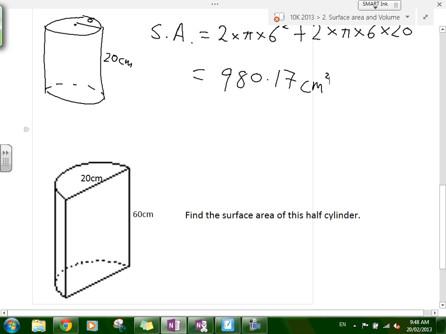The next thing is, we've got this one. This is a half cylinder. So what we have is a cylinder, we cut it in half, and so 60 is the height, and 20 is actually this whole diameter here. So if the diameter is 20, what's the radius going to be?